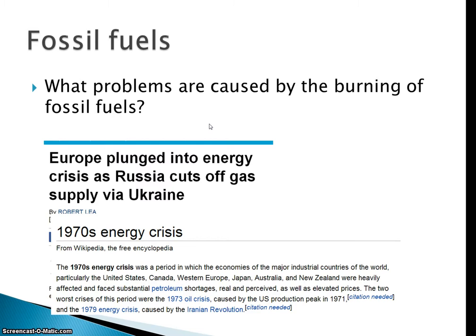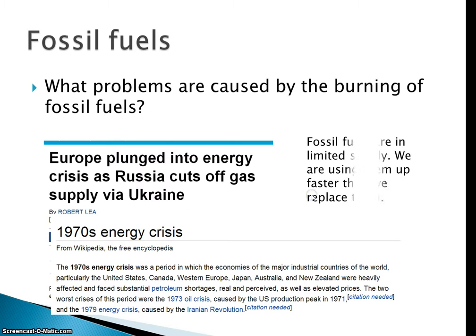Next, what problems are caused by the burning of fossil fuels? Now, if we read this article, Europe plunged into energy crisis as Russia cuts off gas supply via Ukraine, or the 1970s energy crisis where there was a shortage of petroleum and there was a huge increase in prices. Well, these two actually talk about us having a limited supply of fossil fuels. We are using them up faster than we can replace them.